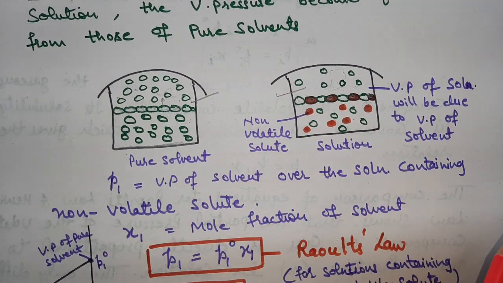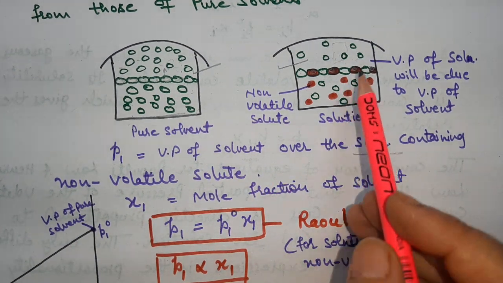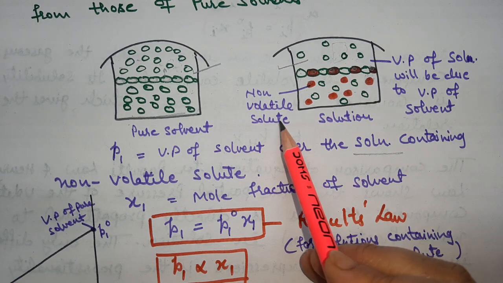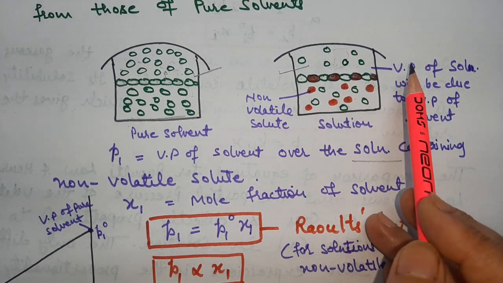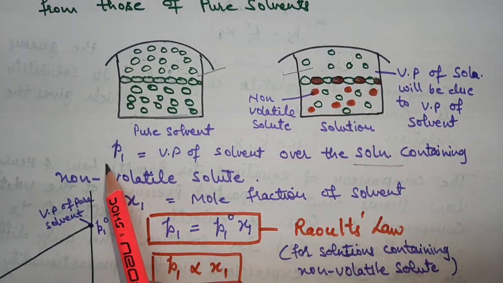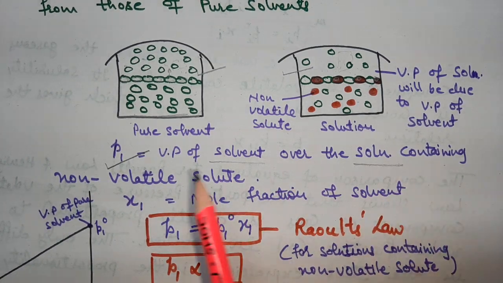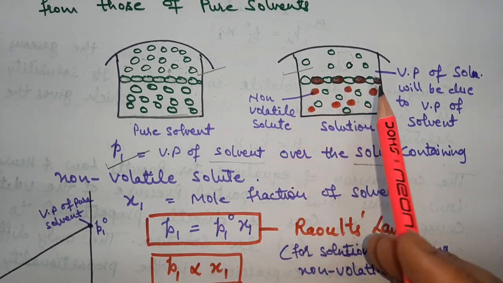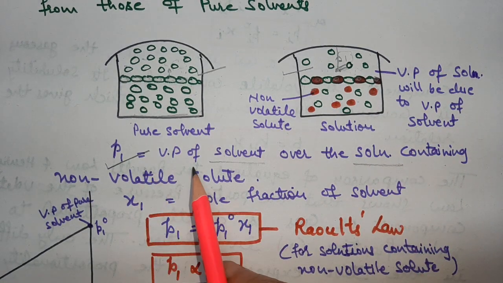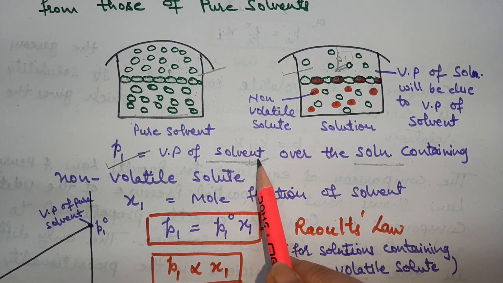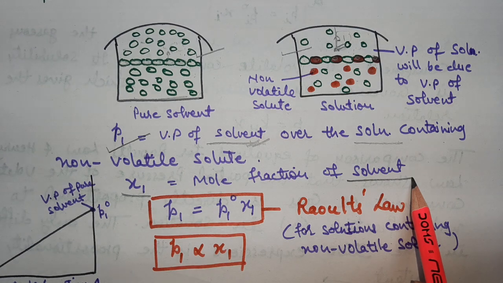Let us take P1 as the vapor pressure of the solvent over the solution. This is a solution containing non-volatile solute. These are the vapors, or vapor pressure, exerted on the surface of the solution. So let it be P1, the vapor pressure of the solvent over the solution containing non-volatile solute. Whatever vapor pressure is exerted by this solution is due to the vapor pressure of the solvent only, because only it is able to form vapors. And x1 is the mole fraction of the solvent.